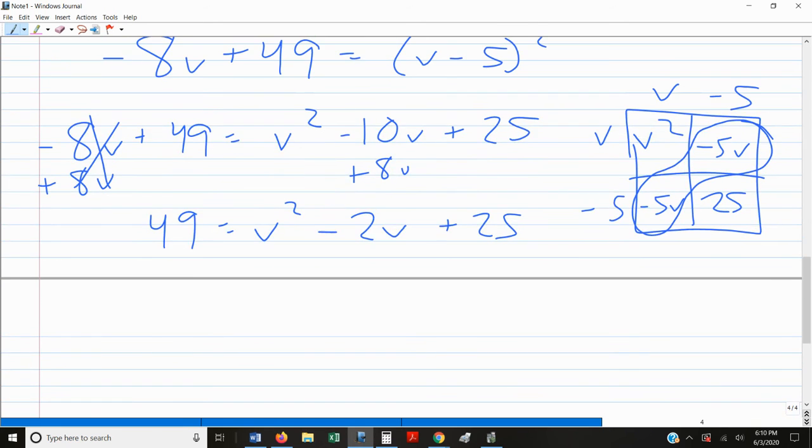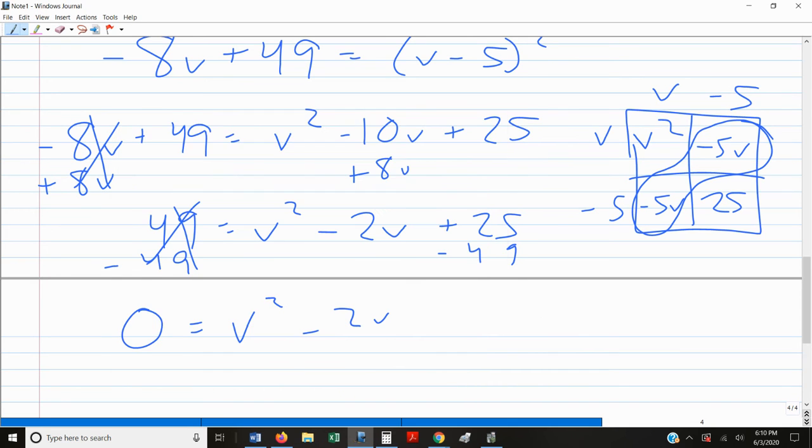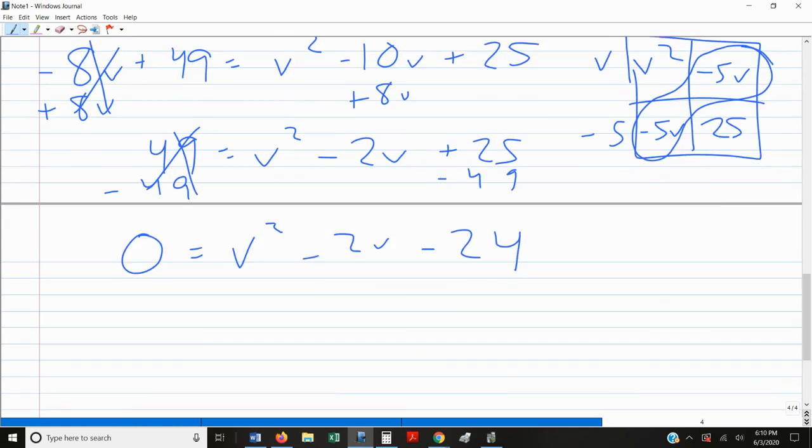And then you're going to move that 49 over. So subtract 49. And you've got, this is going to be a 0. 49 minus 49 is 0. Then you've got v squared minus 2v. And then you have 25 minus 49, which is negative 24. So everything is on one side, and you would be able to do either the quadratic formula or factoring.